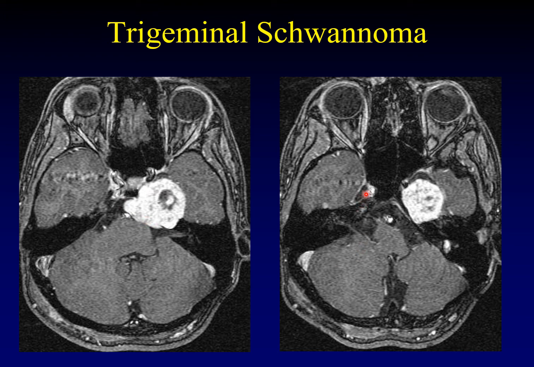Well, let's look at the normal Meckel's cave on the right side, and then let's look at the Meckel's cave on the left side. Look how it is expanded, draped over the top of this lesion. This lesion is remodeling Meckel's cave because it is actually a schwannoma of the fifth cranial nerve. So if you see a mass that looks just like a vestibular schwannoma, except it's along the course of the trigeminal nerve, it probably is a schwannoma. It's a trigeminal schwannoma.